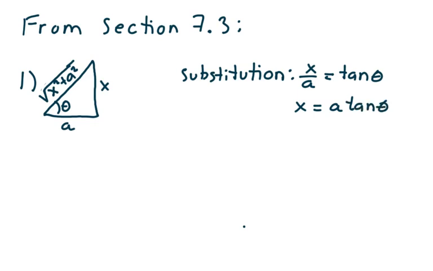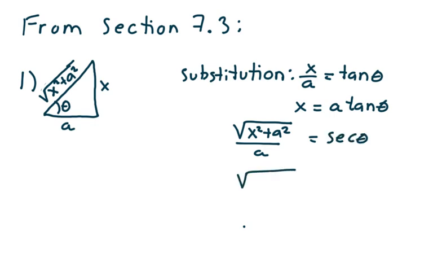And we could even use the triangle further, because I want you to notice that the square root of x squared plus a squared divided by a is equal to secant theta. If I multiply both sides by a, the square root of x squared plus a squared is equal to a secant theta. So this is one scenario that can occur. Here's another scenario.